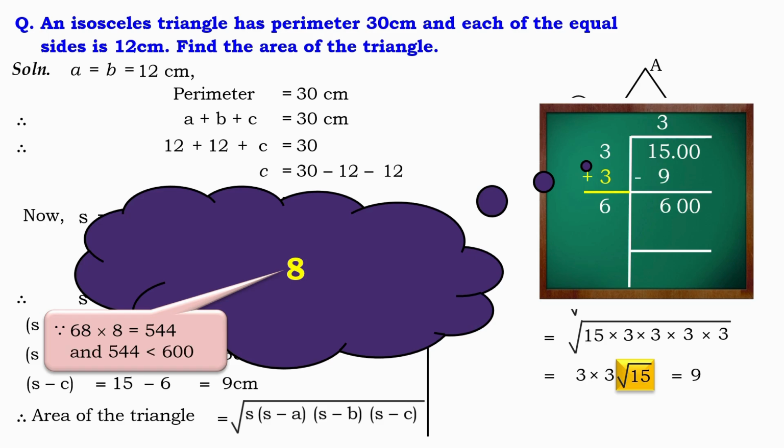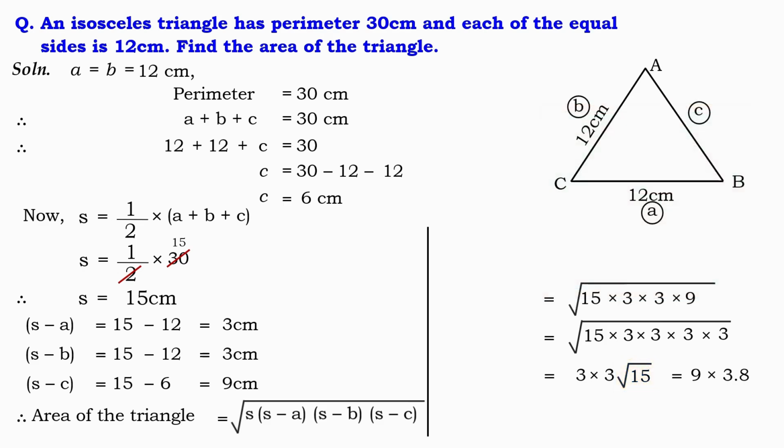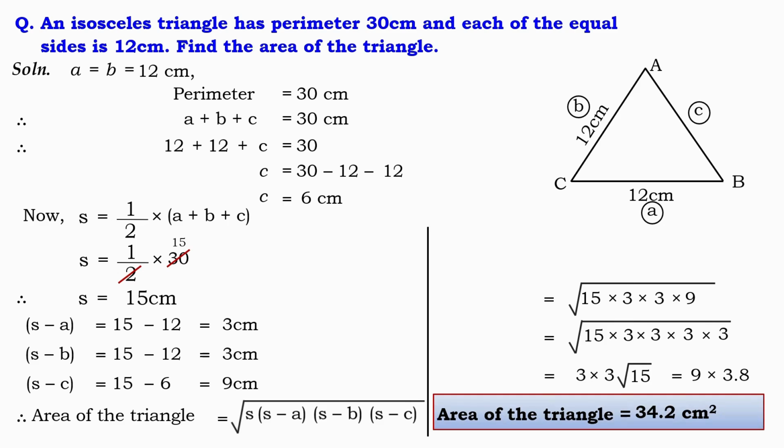Okay, so we know that 544 is less than 600. So we will take 8 over here. And we will write that 8 after the decimal point, because we have brought down those zeros. So the decimal point we have to write. Now 544, 56 will be the remainder. Now we can ignore that 56, because we have to take only one digit after the decimal point. So 9 into 3.8 comes to around 34.2, and the unit will be centimeter square. Okay, so don't forget to write the unit.